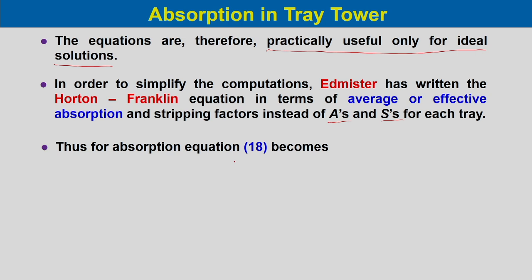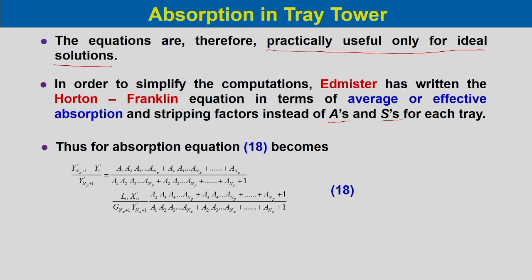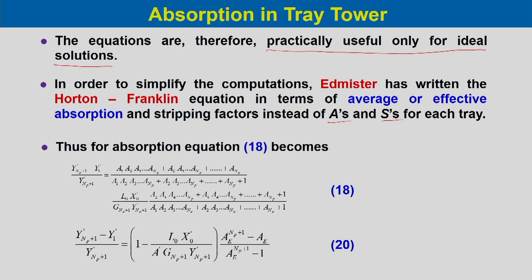Thus, for the absorption equation 18, which becomes like this, it can be written as: y n p plus 1 dash minus y 1 dash divided by y n p plus 1 dash would be equal to 1 minus L naught x naught dash divided by A dash g n p plus 1 into y n p plus 1, and whole into A e to the power n p plus 1 minus A e divided by A e to the power n p plus 1 minus 1. So, A e is the average or effective absorption factor over here.